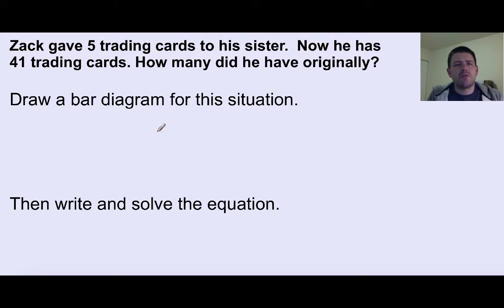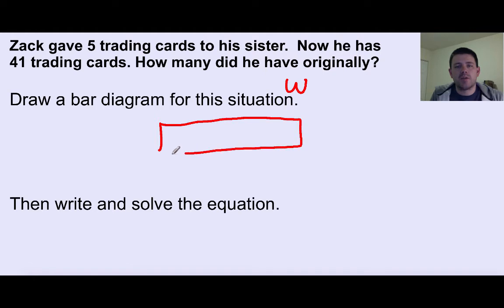It says Zach gave 5 trading cards to his sister. Now he has 41 trading cards. How many did he have originally? That's the part we're missing. We don't know, so let's call it W. So Zach started with some amount, W. We don't know what it is yet, and that's okay. We're going to find that out.